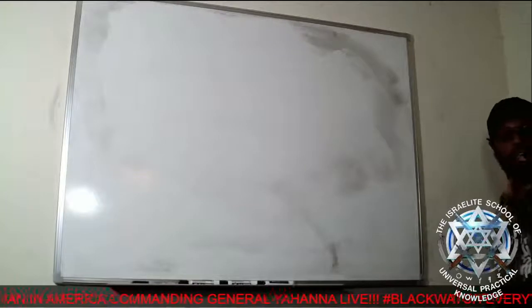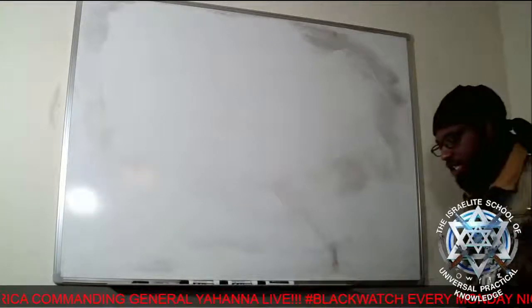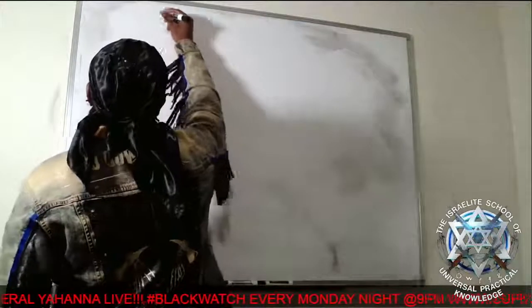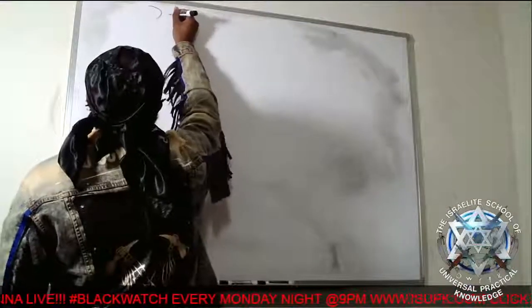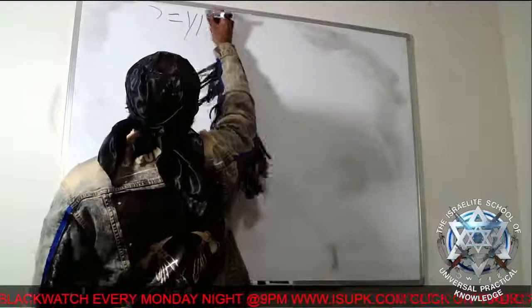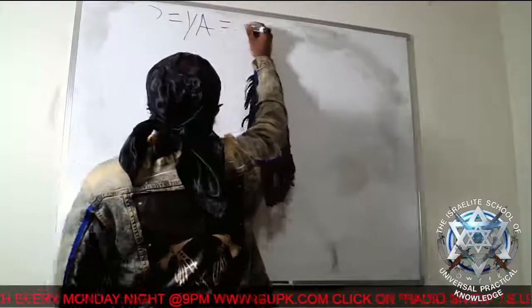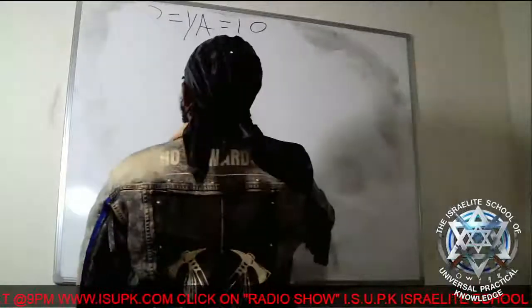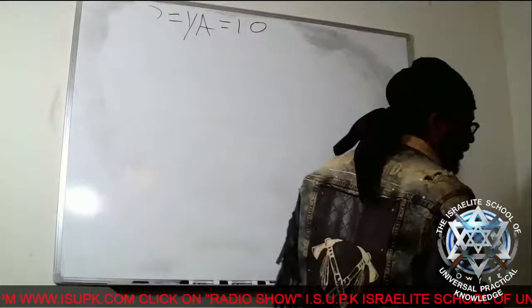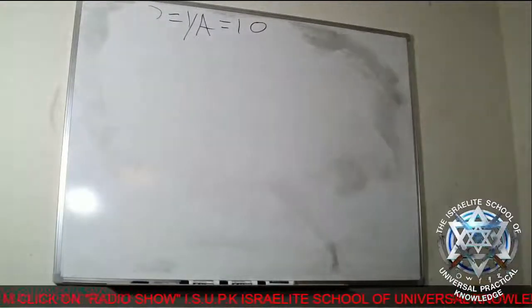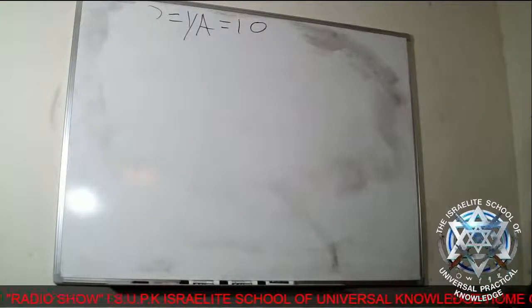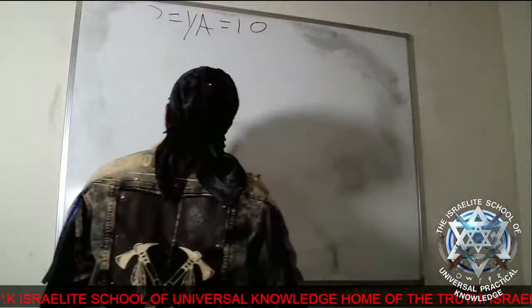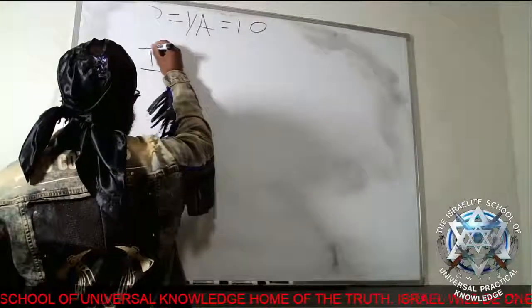That's correct, Ishura. So Ishura is the number 10. Now remember, we're going to get the letter Ya for teaching purposes. Your Ya has a numeric value, the number 10, which is Ishara in the Hebrew. I'm going to write Ishara on the board.